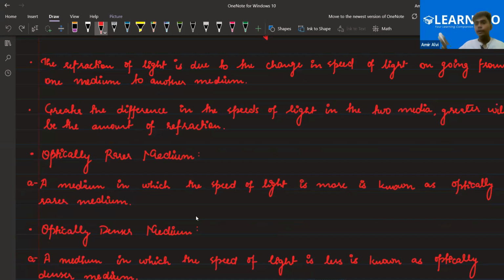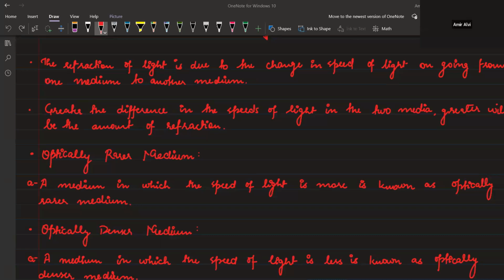The example for the rarer medium will be air, because the density of air is very less. The particles are very far from each other, right? Yes. So the best example for the rarer medium is air.